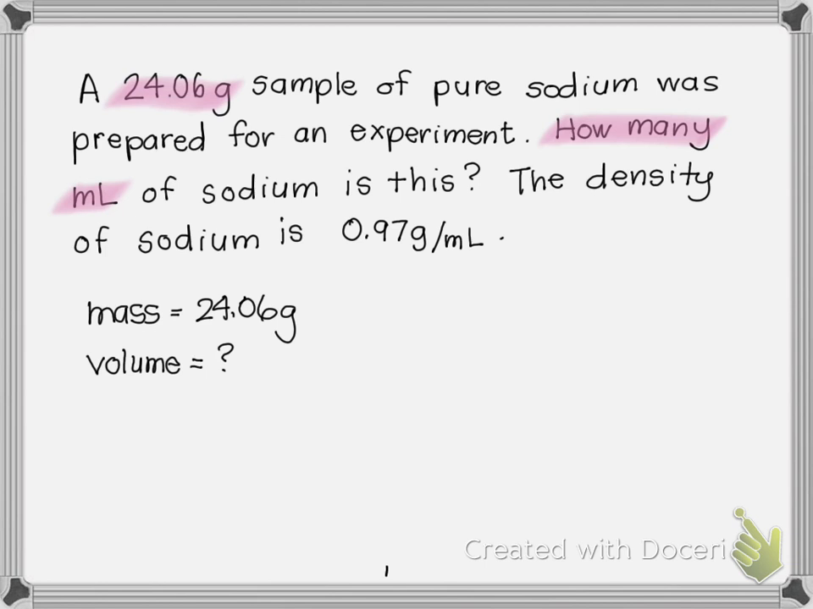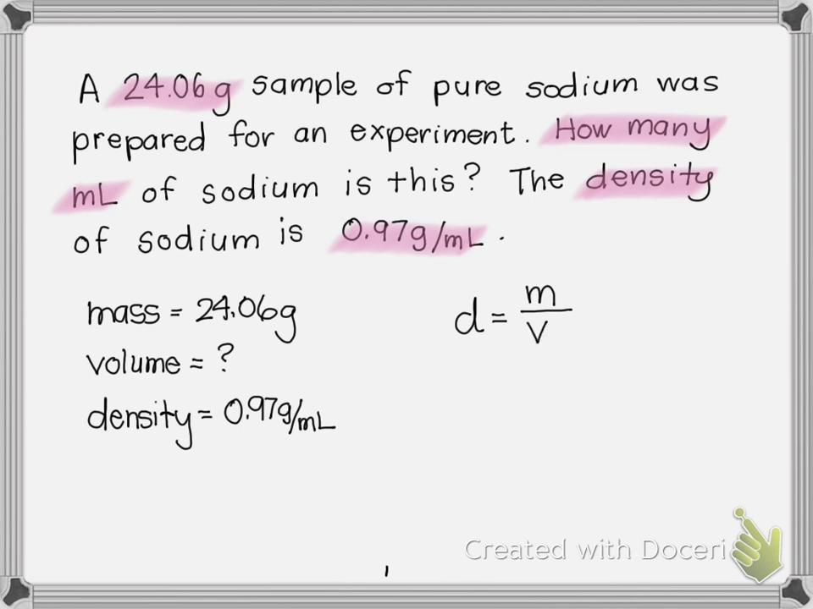And then the other piece of information that I'm given, I know the density. So once they give me the density, that is a clue that I am going to use the density equation to solve this problem. So I remember that density is equal to the mass divided by the volume. Looking at what they've given me, I know the density and I know the mass, so I am going to calculate the volume.